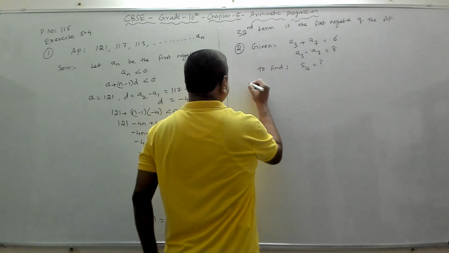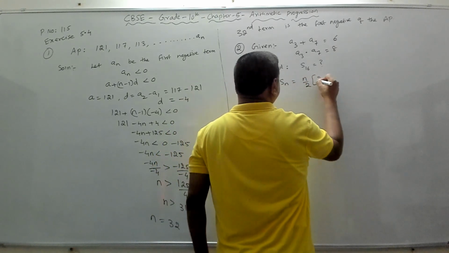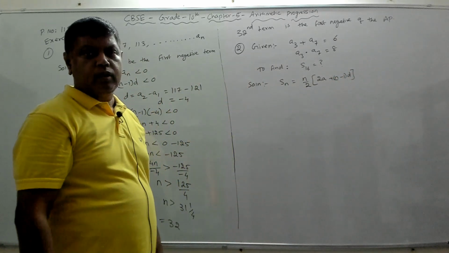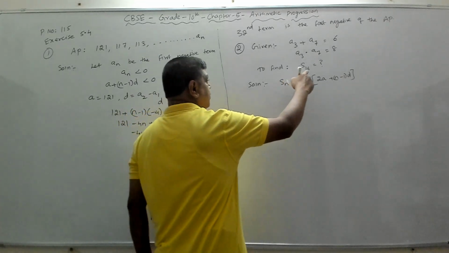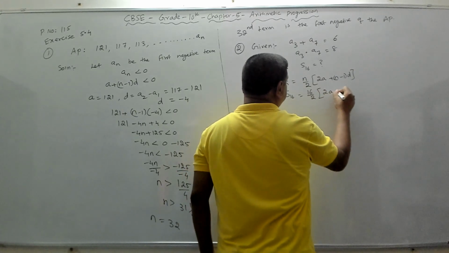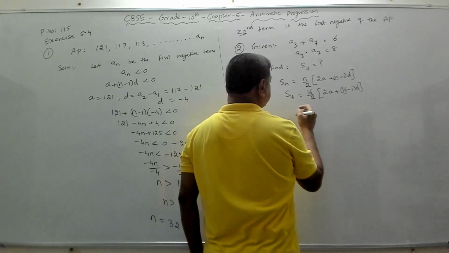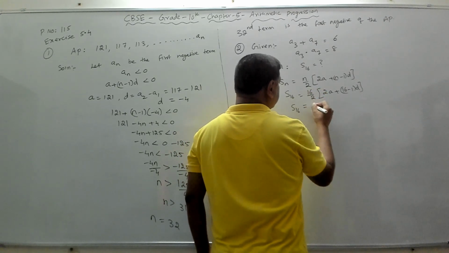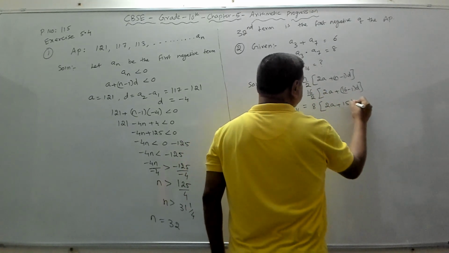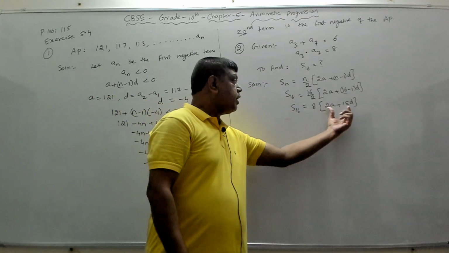So, solution. Now how do you find S16? We know that Sn is n by 2 into (2a plus (n minus 1) into d). This is the formula to find the sum of the first n terms. Now we need S16, so wherever n is there, we put 16. S16 equals 16 by 2 into (2a plus (16 minus 1) into d). If you cancel, you get 8 into (2a plus 15d). Now we can find this value if we know a and d.